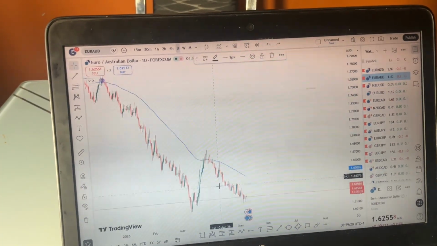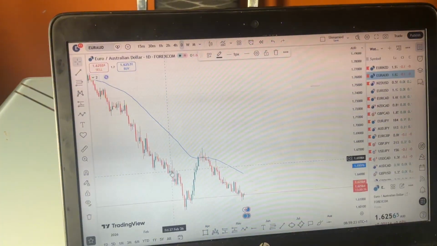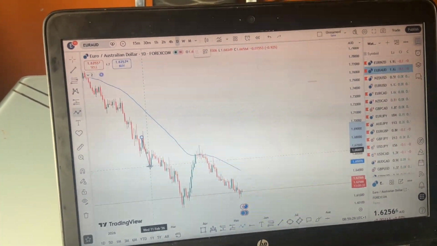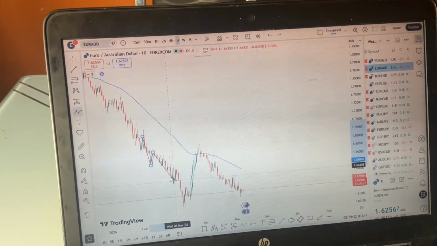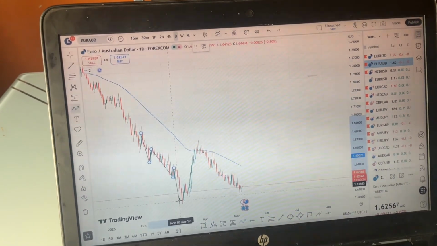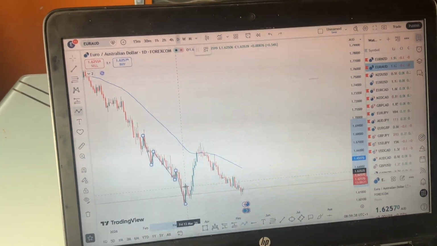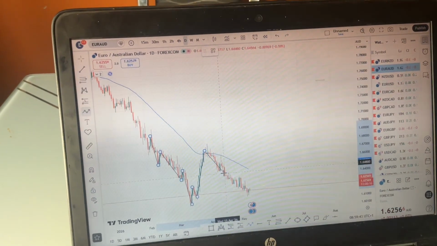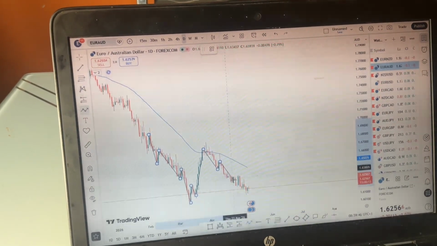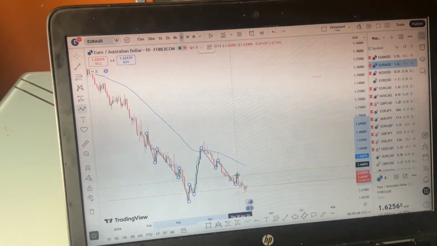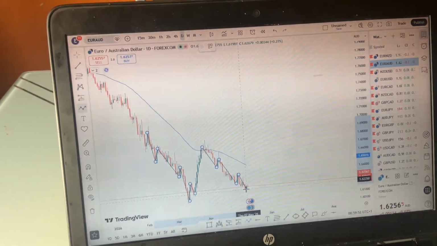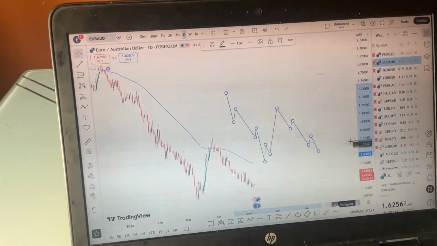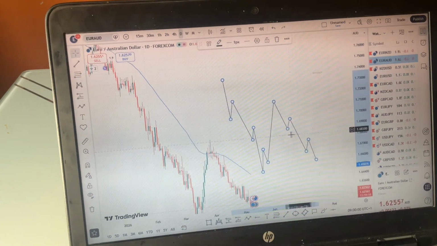We can clearly see at this point, this market is creating lower low, lower high, lower low, lower high, lower low, structure, higher high, higher low, structure. Can you see it? This is the structure created in the daily time frame. Let me take it to the weekly structure.